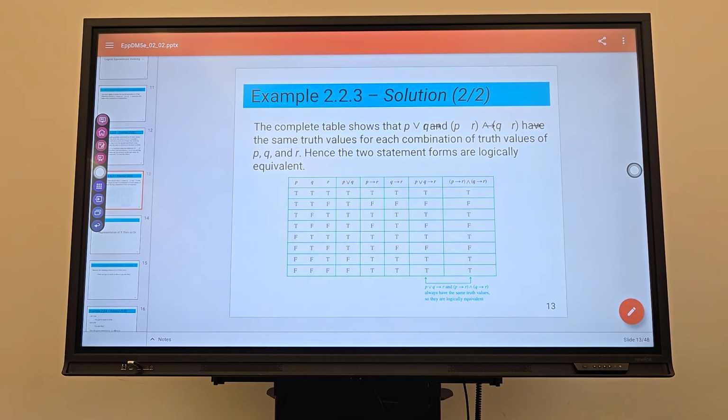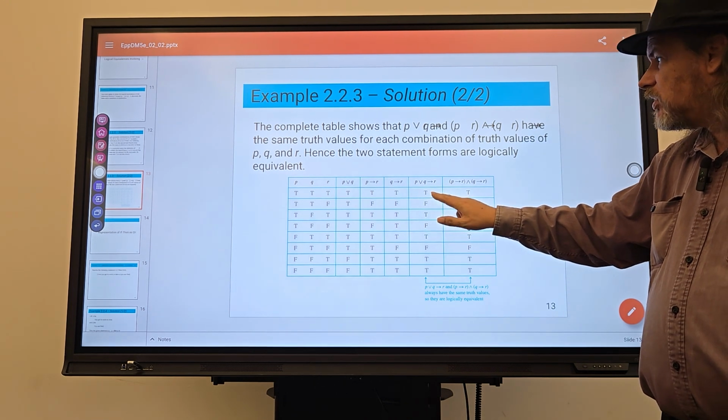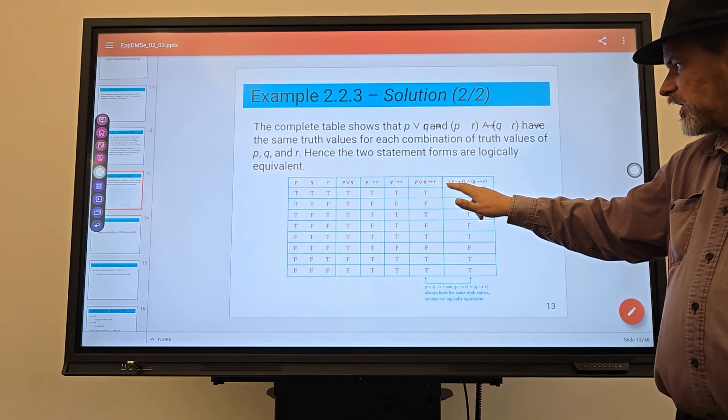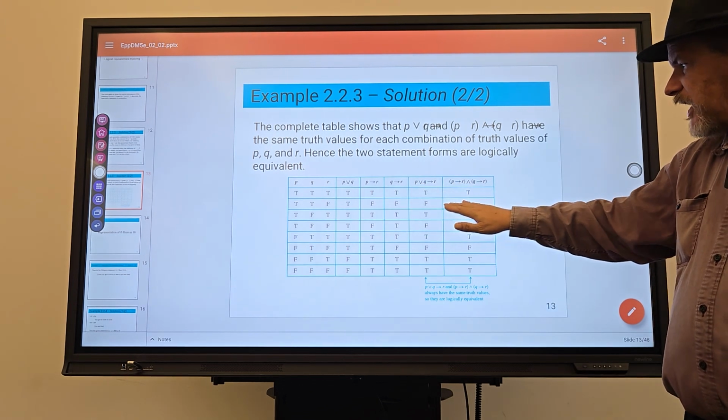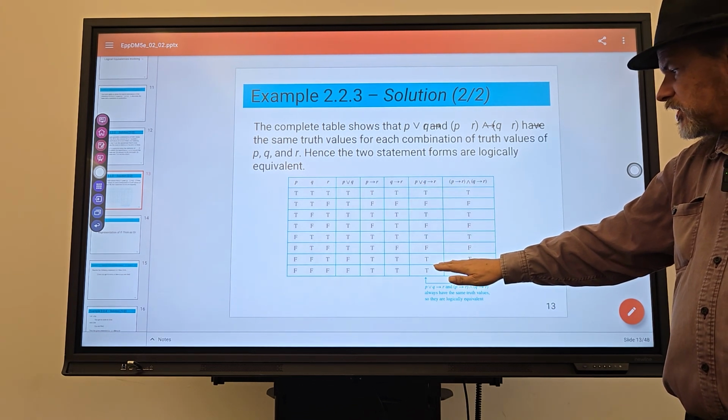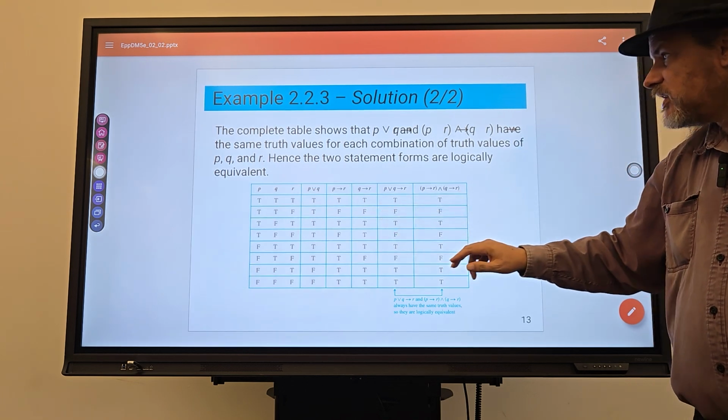All right. So it can get to be a large table depending on the complexity of the logical statement that you're trying to analyze here. But you can see that the first statement and the second statement have matching truth values for all combinations of the inputs.